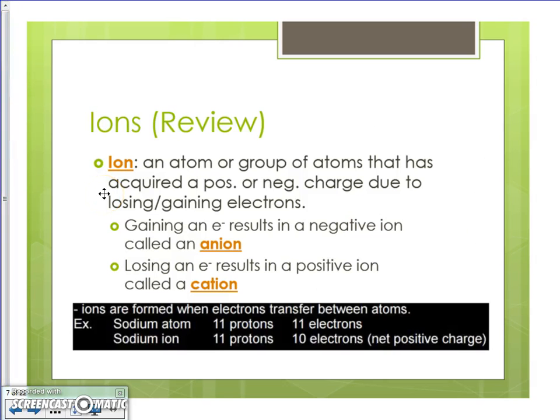All right, so review of ions. An ion is an atom or group of atoms with a charge. Here we're just going to talk about atoms. Gaining an electron results in a negative charge, which we call an anion. Losing an electron results in a positive charge, called a cation. So here's our chart, sodium atom, 11 and 11. The ion lost that electron, so it has a positive charge, more positive than negative. So the sodium ion would be a 1+.